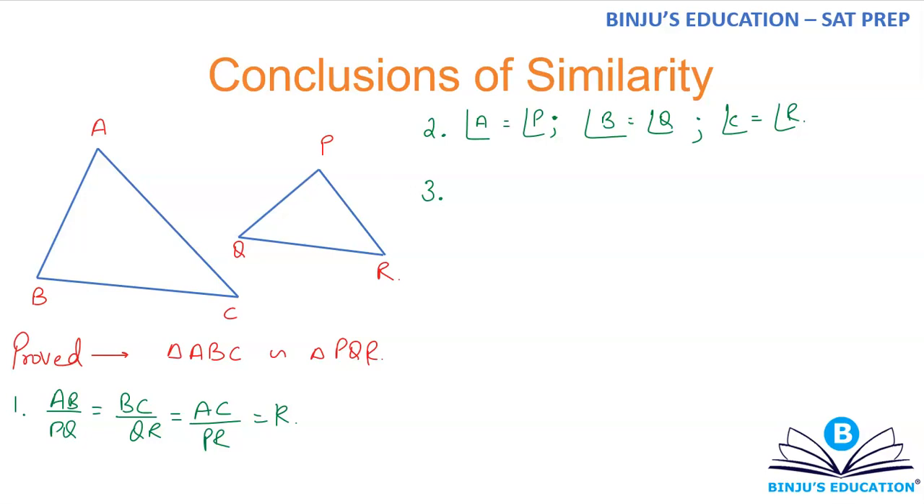The third thing that we can say is that if the sides of two triangles have the ratio k, then the perimeters of the two triangles also have the ratio k.